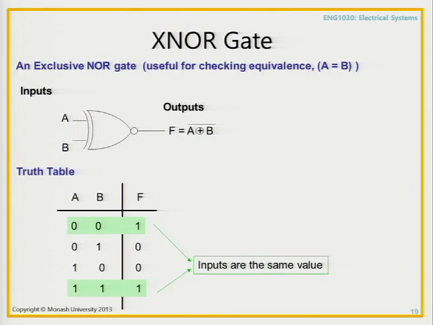But you can use this to check if two inputs are the same. So the output of this gate is a 1, which is F equals A exclusive NOR B, if two inputs are the same. Yes, so the exclusive NOR gate can be used to check if two inputs are the same, which is a useful thing to do.